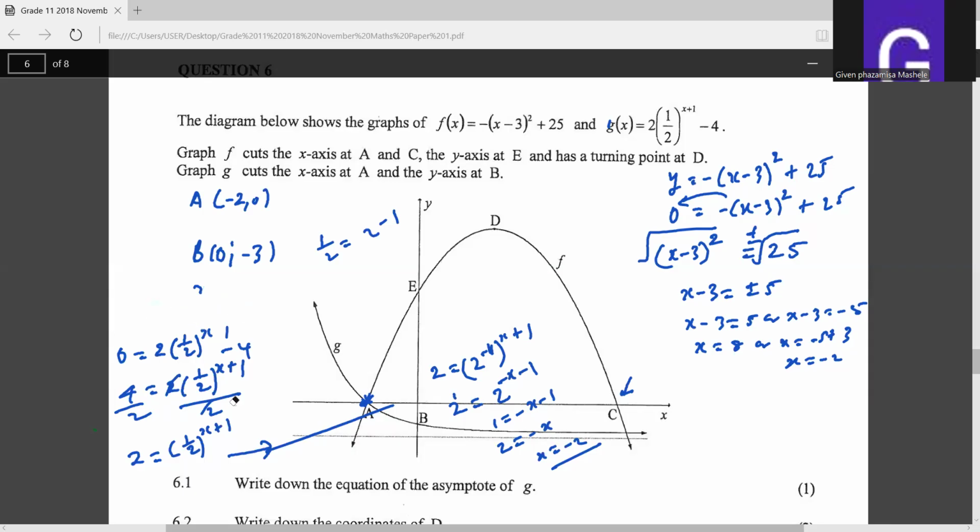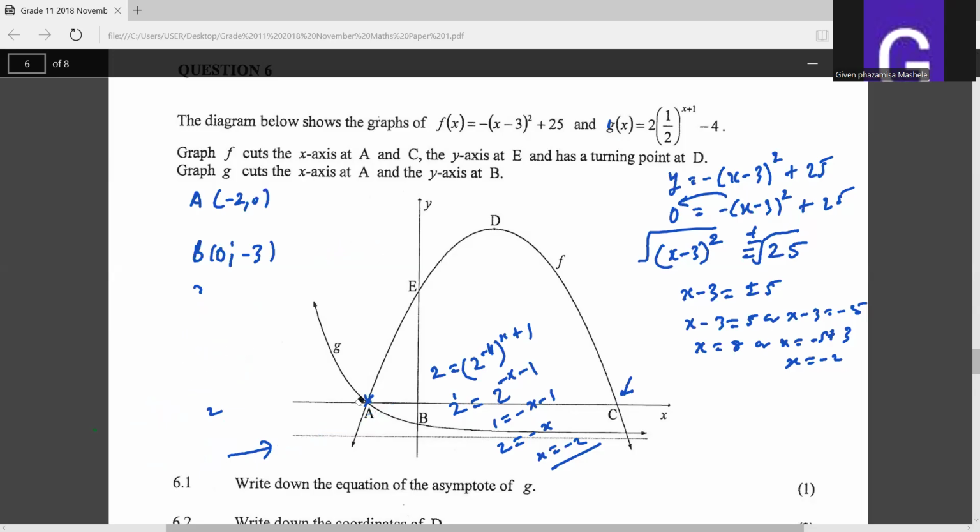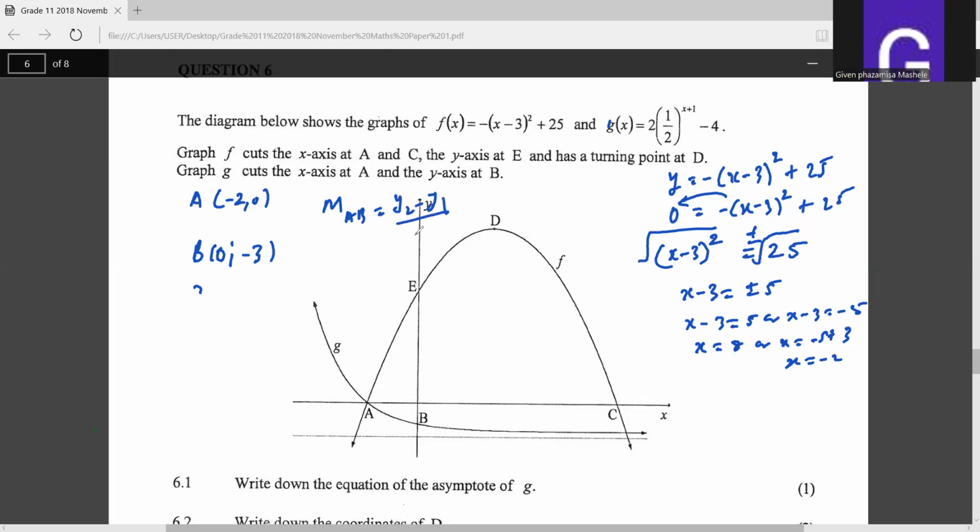Now we want the average gradient between A and B. So since we know the coordinates of A and B, we can now determine the average gradient. There is a formula in the formula sheet that says the gradient between two points is y2 minus y1 over x2 minus x1. So we can let this be x1, y1, x2, y2.